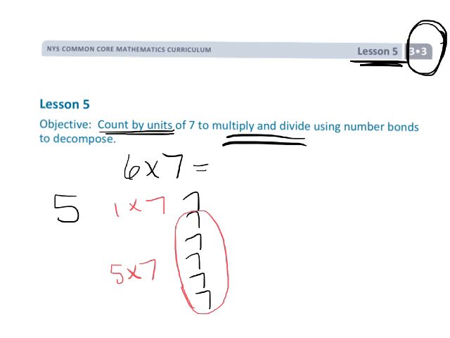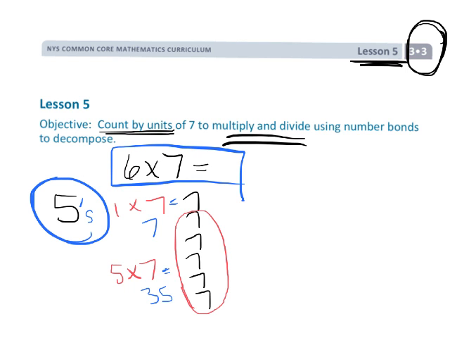So 5 times 7 is 35. 1 times 7 is 7. We're going to add 35 plus 7, and that's how we would use our fives in order to get 6 times 7. Now, that was a previous video. In this lesson, we're going to go to a new technique that we want students to learn, because we're going to give students as many different options as possible. And in this case, it's going to be skip counting.